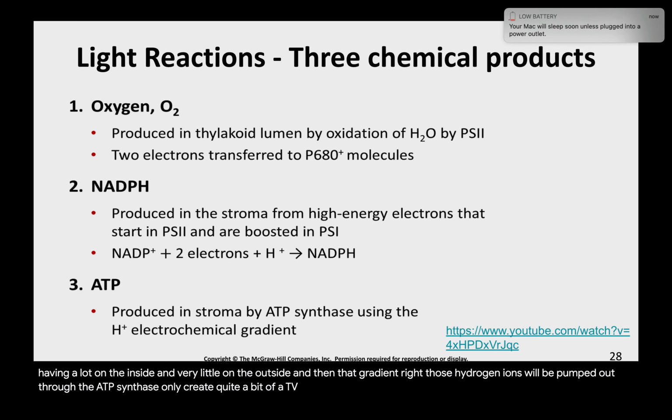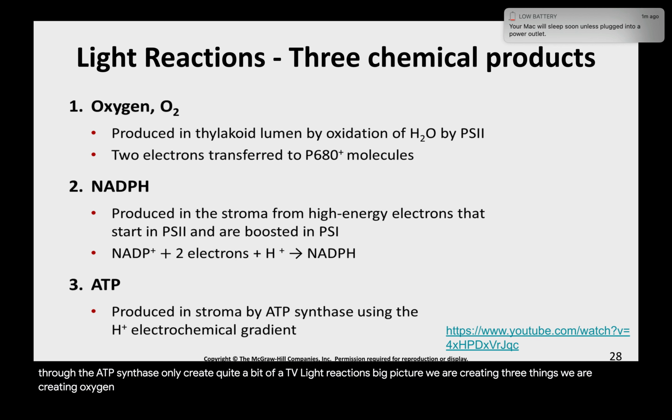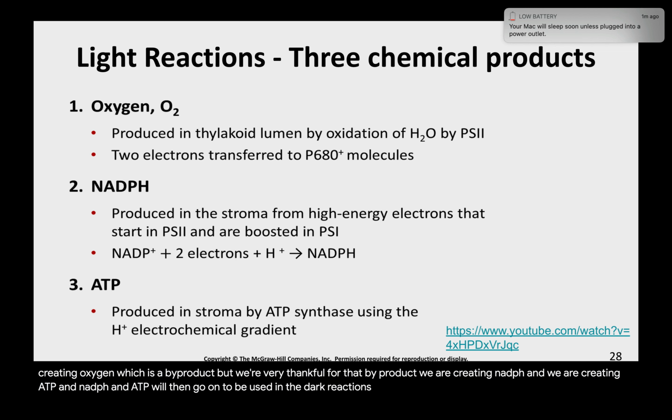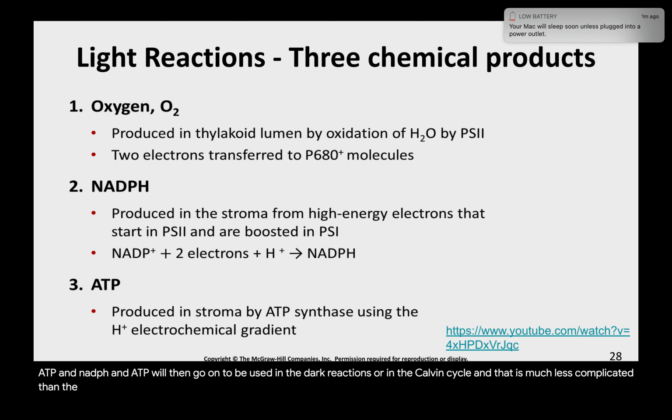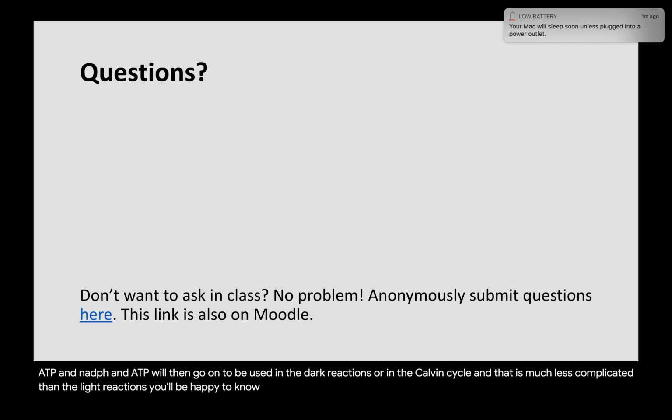All right, so light reactions, big picture. We are creating 3 things. We are creating oxygen, which is a byproduct, but we are very thankful for that byproduct. We are creating NADPH, and we are creating ATP. NADPH and ATP will then go on to be used in the dark reactions or in the Calvin cycle. And that is much less complicated than the light reactions, you'll be happy to know. All right, any other questions I can answer?